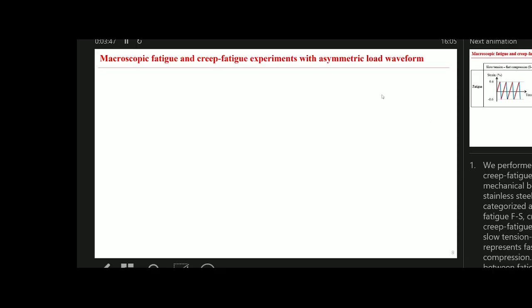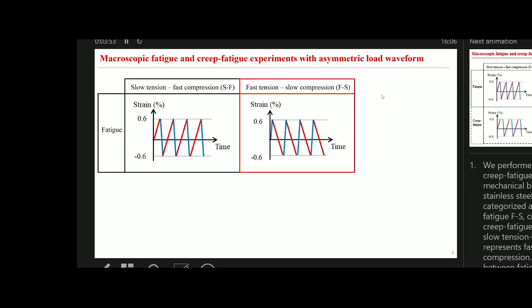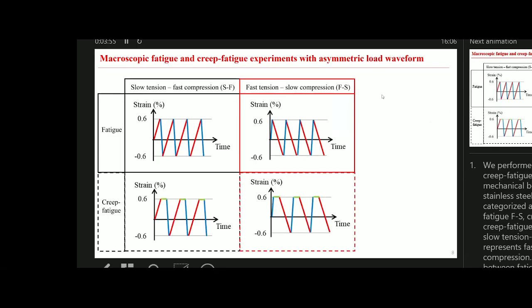First, we perform four distinct fatigue and creep-fatigue tests, which can be categorized as follows: fatigue SF, fatigue FS, creep-fatigue SF, and creep-fatigue FS. All the cyclic loading was strain controlled, and the creep is stress controlled. All the tests were maintained at a temperature of 550 degrees C.